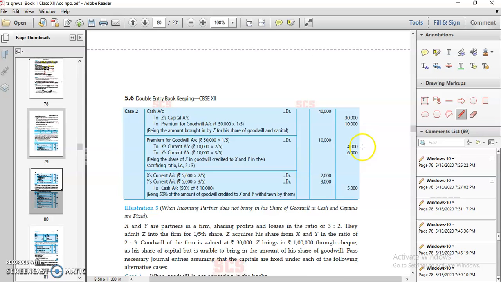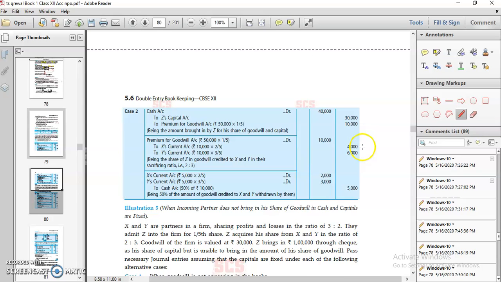Now this entry is the same as you did in your 11th. Once an amount is withdrawn by the proprietor, the entry comes drawings to cash, or you can say capital to cash, so the same entry is there. Now the current account is there because it is specifically mentioned that all adjustments are given to the current account. So that's why you have to mention the current account. Otherwise, if nothing is given, then it always goes to the capital account.